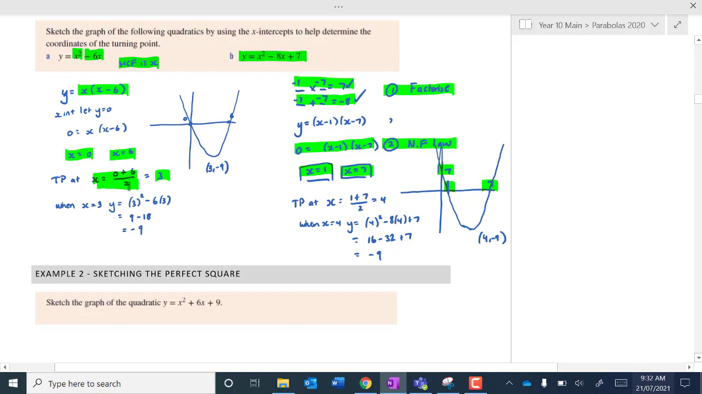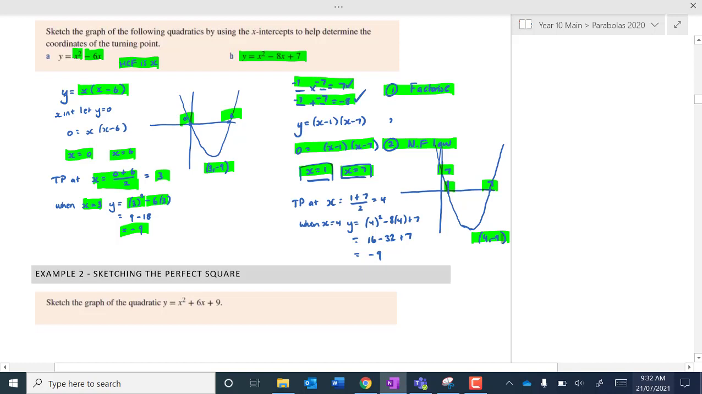Then finally, we needed to substitute when x equals 3, what does y equal? Y is equal to 3 squared, take 6 times 3, which was negative 9. That gives us our turning point. And of course, now when we sketch that with our intercept, we are done.